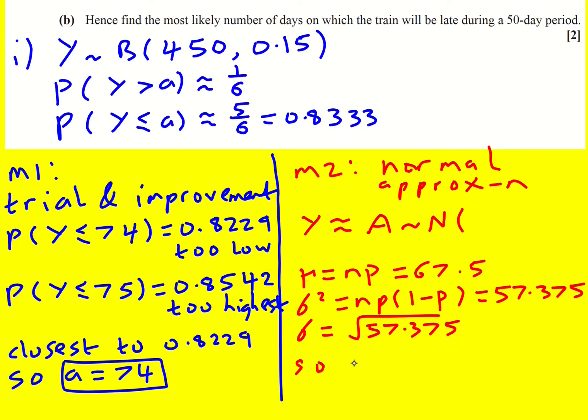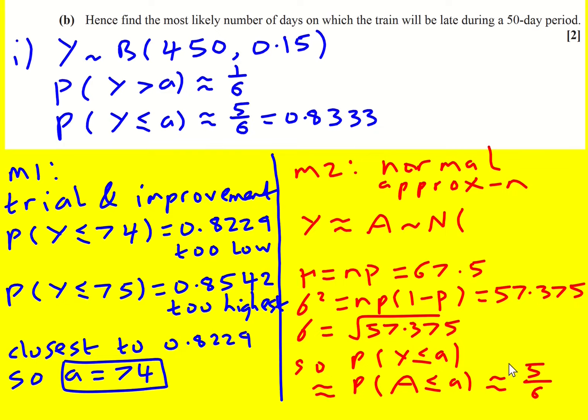So the probability that Y is less than or equal to a is going to be approximately the same as the probability that capital A is less than or equal to a, which is approximately equal to 5/6.